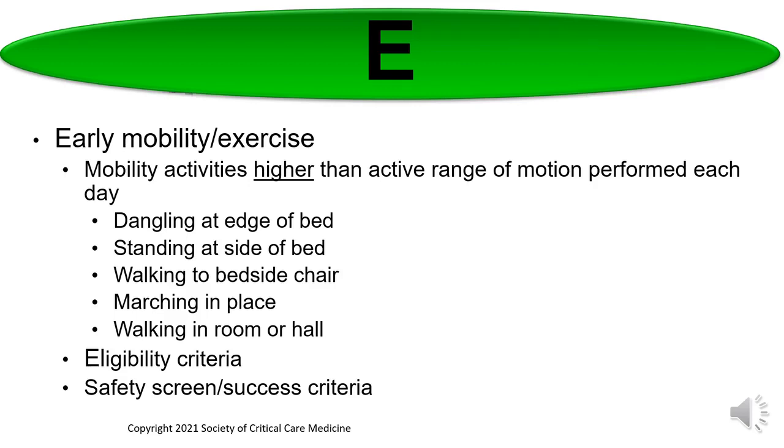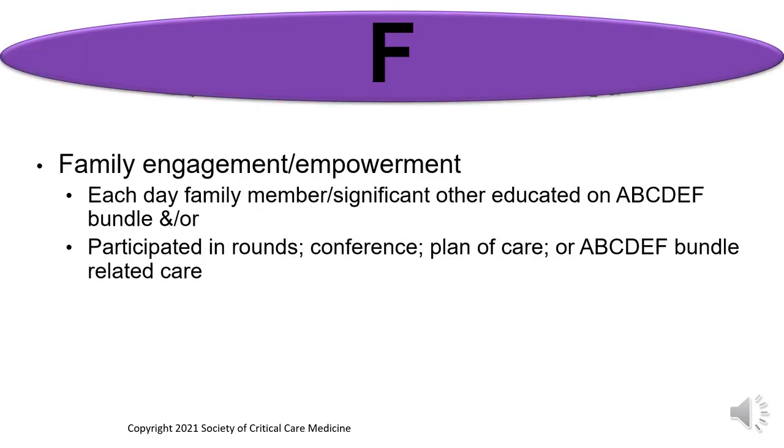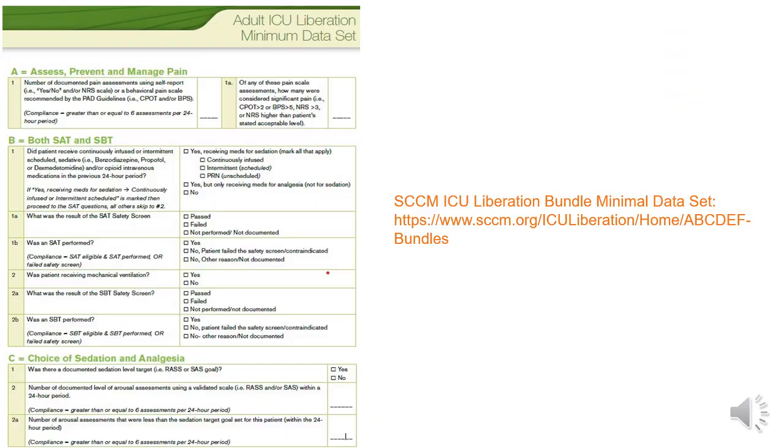We defined early mobility as that it was documented that the patient at least dangled at the side of the bed, or was actually up walking in the room or in the hall. All right. Finally, our F, we operationalize family engagement empowerment, meaning either a family member or significant other came and visited the patient and was educated on the ABCDF bundle, or that family or significant other participated in rounds, conference, plan of care, or ABCDF bundle. So either of those would be counted as the patient received the F that day.